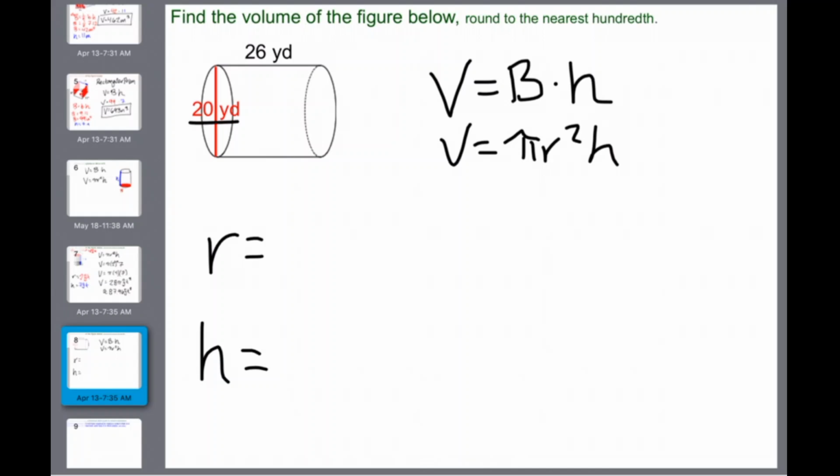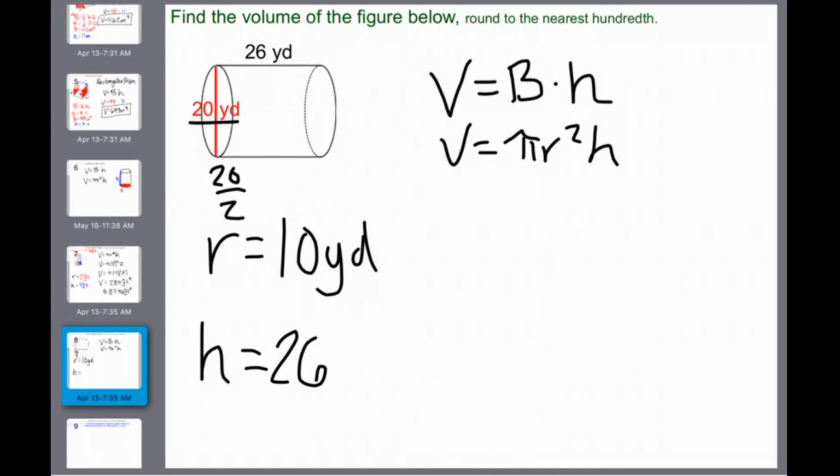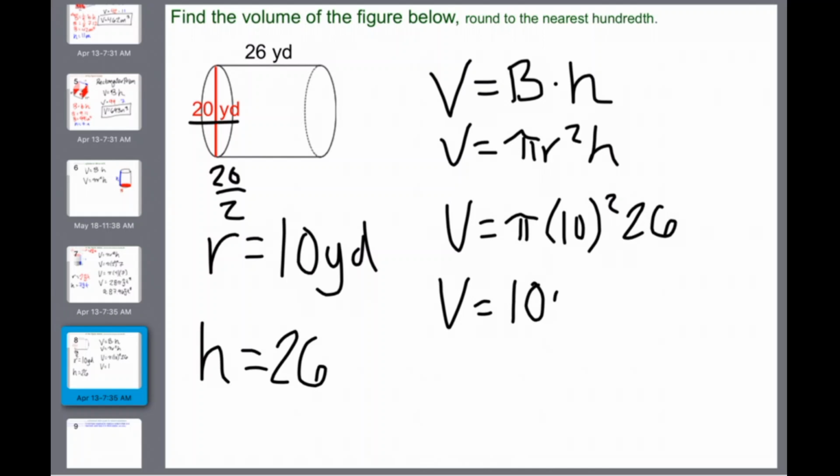So we just need our radius and we need our height. So we're given our diameter is 20 yards, so our radius is going to be 10 yards, because it's going to be half of 20 for our radius. Alright, and then we have our height is 26 yards. So all we got to do is plug it in. So we have pi times our radius of 10 squared times our height of 26. Alright, 10 squared is 100. And so we'll multiply that by 26 and pi.